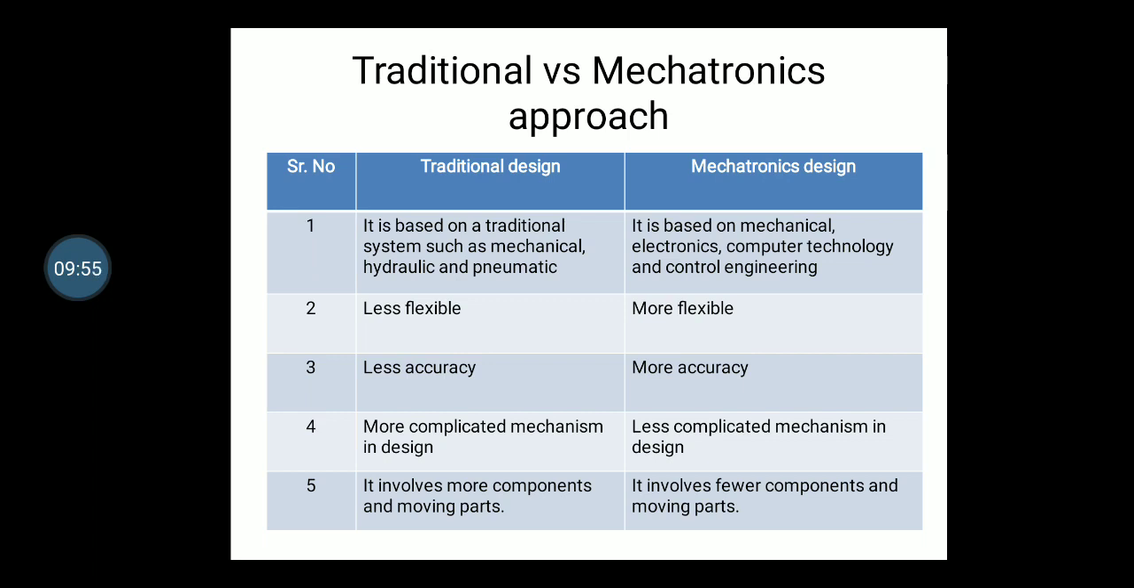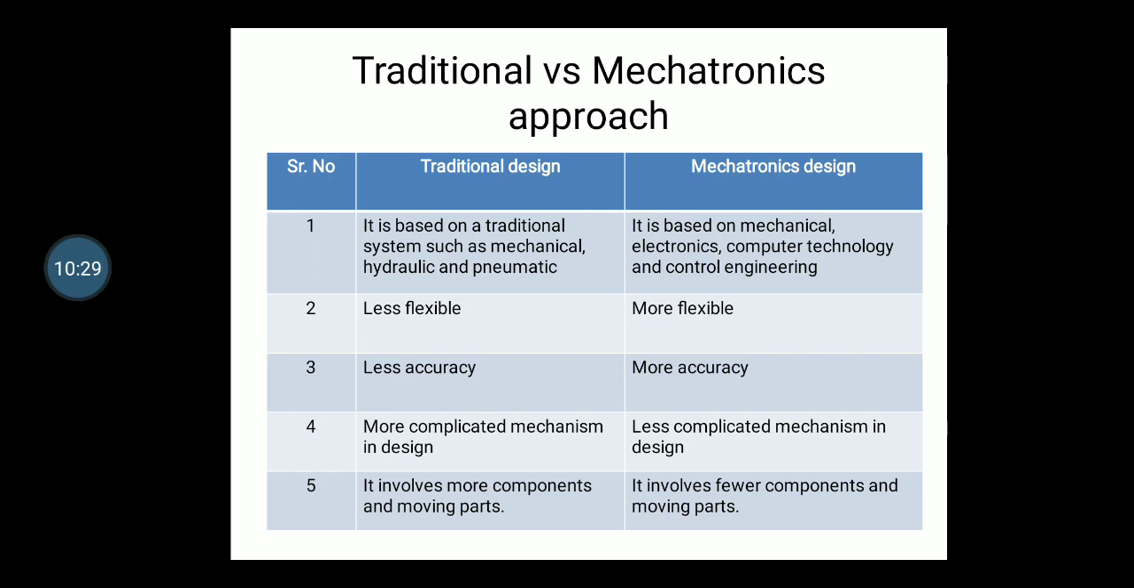Less flexible, right? More flexible. The accuracy was less in the traditional method, but with the help of the computer system and control engineering, we get more accurate control over the output in a mechatronic design. Traditional was a more complicated mechanism in design, right? Because we have to manage many things and we don't have any electronic or automatic things. All these things are controlled by the mechanical system, so that is why the design becomes more complicated.